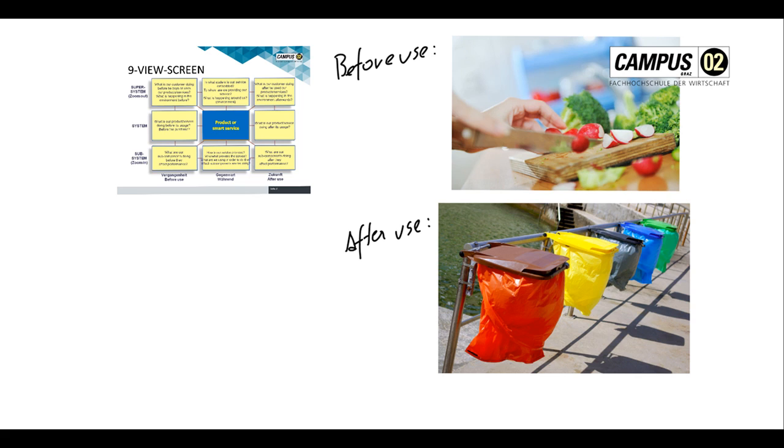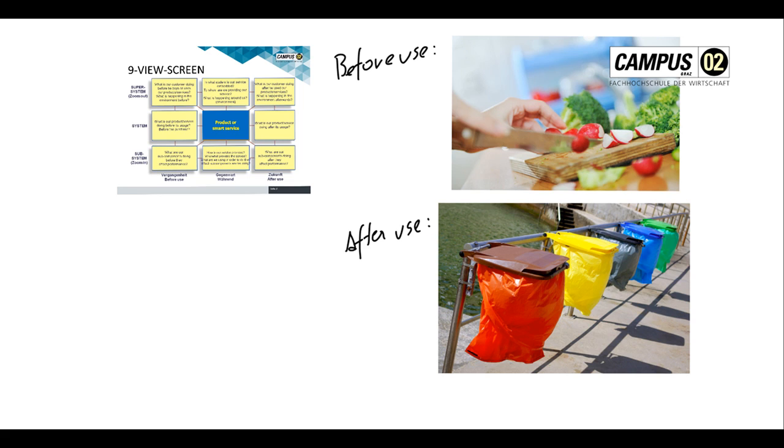The second dimension in the 9-view screen is the time dimension. So we have a before use section and an after use section, and it's about what is the customer doing before he or she is purchasing our product. This is more or less the before use, or what is our product or service doing after its usage. It's with this simple example.